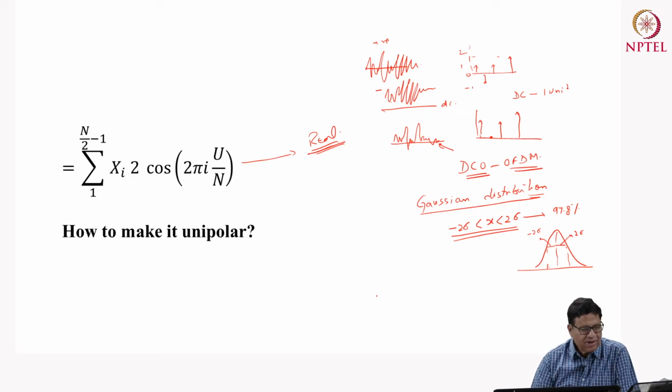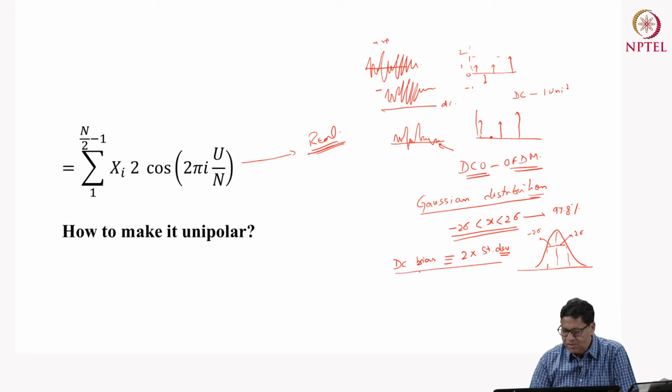So if I give a DC bias which is twice the standard deviation, the DC bias is equal to 2 times the standard deviation, then it's a good compromise between the power efficiency and the clipping distortion. This is a rough value, but one can change the value of DC bias depending on the application, and you can optimize the value of DC bias.